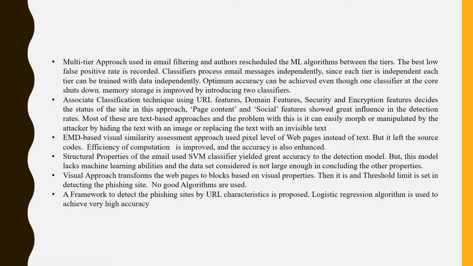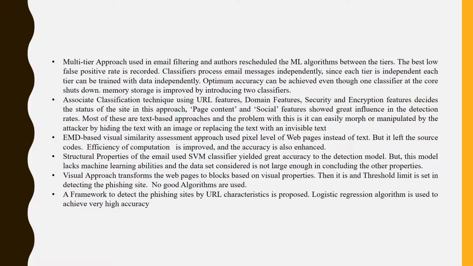Classifiers process the email messages independently. So even if one tier is completely shut down, there are other compartments which can operate on their own. So optimum accuracy can be achieved even though one classifier at the core shuts down, which is a good thing about this approach.